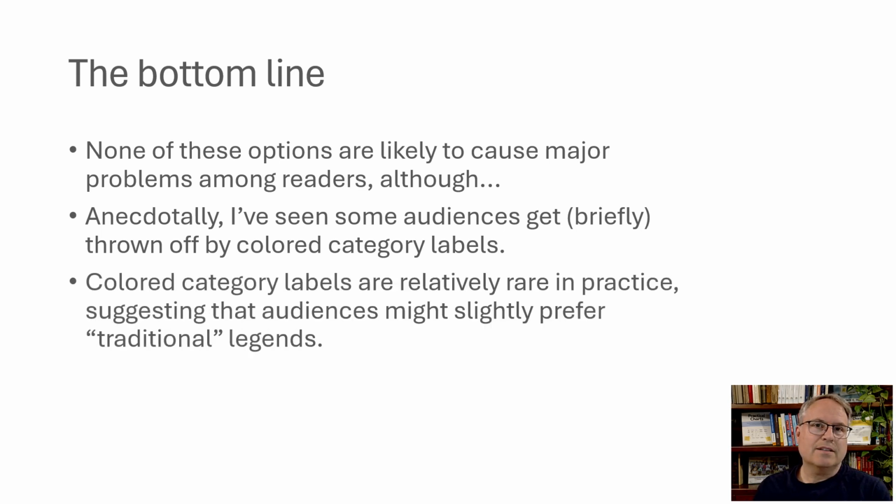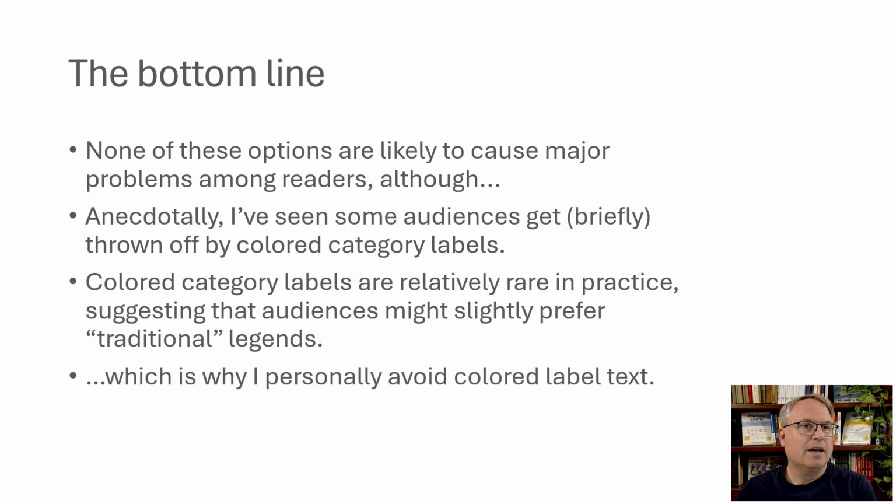And so I do think that is probably why these are relatively rare in practice. A lot of audiences simply aren't used to seeing colors encoded in that way. Not a huge deal, like I said. They'll learn, they'll figure it out. But why impose that small extra step? And so these are reasons why I generally avoid colored label text and go with a more traditional color swatch. Like squares if it's a bar chart, or little colored line segments if it's a line chart, for example.